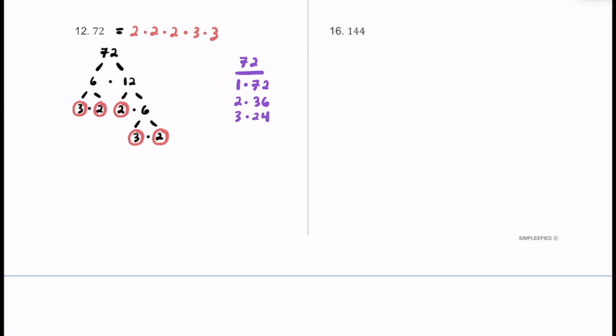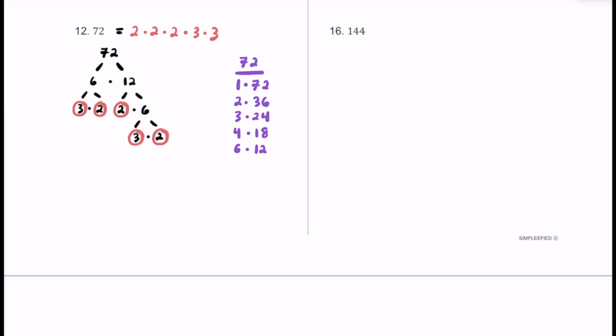What about 4? These two 2's make 4, and 4 times what is 72? Well, 2 times 3 is 6, and 6 times 3 is 18, which means 4 times 18 is going to be 72. Is there a 5? Nope. Is there a 6? Yes. 2 and 3 make 6, which means that this 3 times this 2 is 6. 6 times this 2 is 12. So that means 6 times 12 is going to be 72.